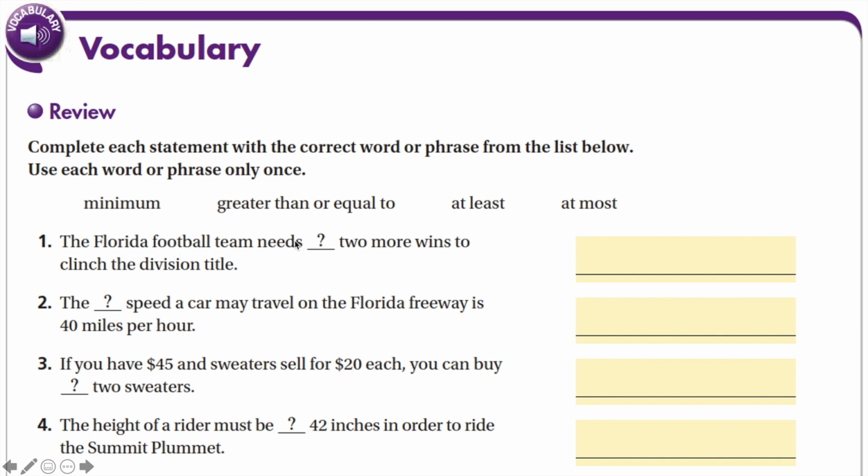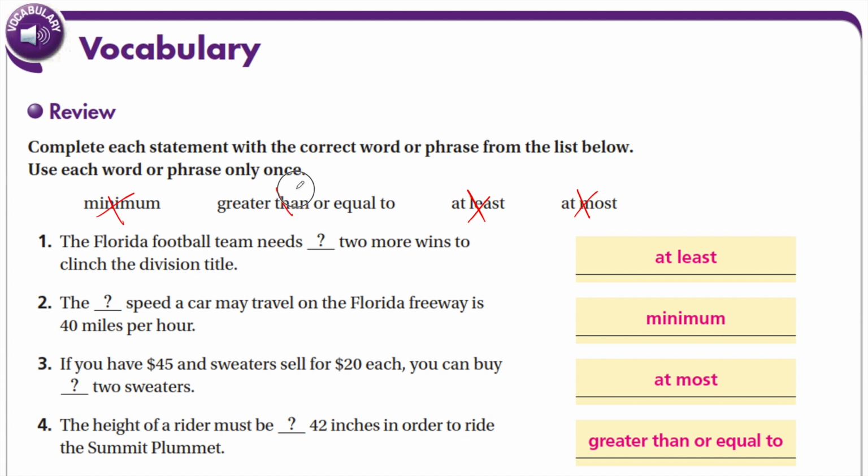The Florida football team needs, at least, 2 more wins to clinch the division. Now that we used that, we can cross this off the list. The blank speed a car may travel on the Florida freeway is 40 miles per hour. The minimum speed. Again, cross that off. If you have $45 and sweaters sell for $20 each, you can buy, at most, 2 sweaters. And last but not least, the height of a rider must be at least, or also known as greater than or equal to, 42 inches in order to ride the Summit Plummet.